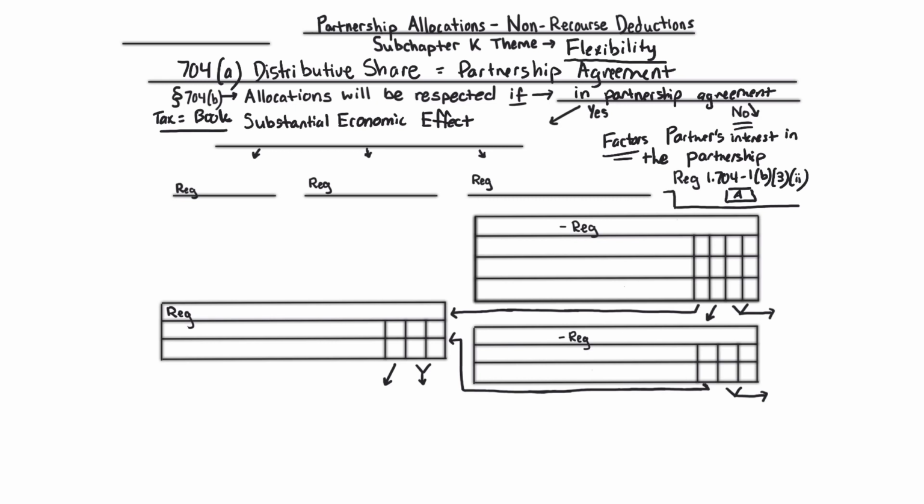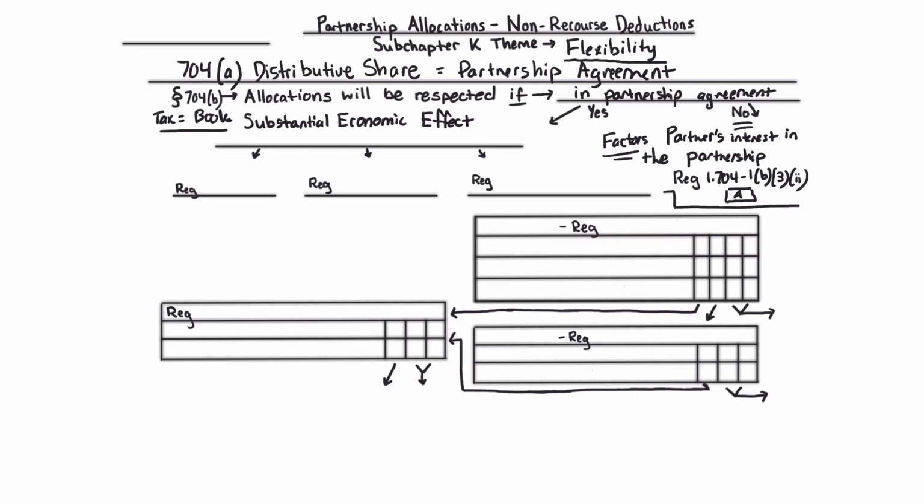Now, again, for allocations to be respected, it must be in the partnership agreement. If it's not, then we go to the partner's interest in the partnership, and it must also have substantial economic effect. If it fails substantial economic effect, then guess what? Well, there are some special rules we have to go through. But I want to talk about the factors test, the partner's interest in the partnership. We do not want that to apply.